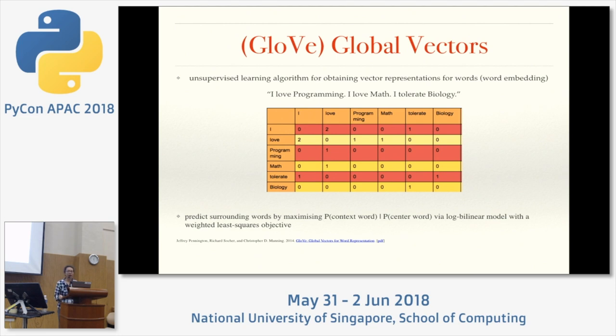So for example, as you can see right there, we have the sentences: I love programming, I love math, I tolerate biology. In this case, this algorithm will take this matrix that counts occurrences of words. But different from TF-IDF, where you have the document and then count the vocabulary, here, take the word love, and you only count the occurrence of words that surround love. Like in this instance, only the first word before and after the word love, then we say that this word is a context of love. So that is how it's written.